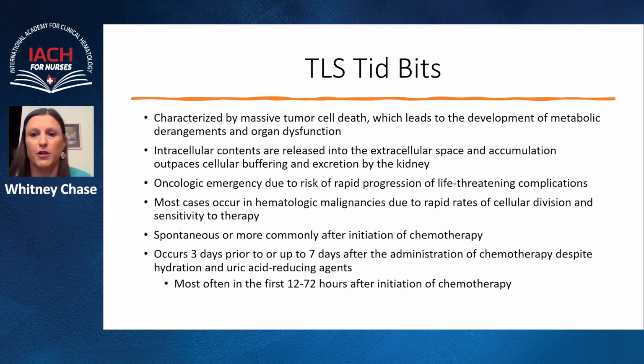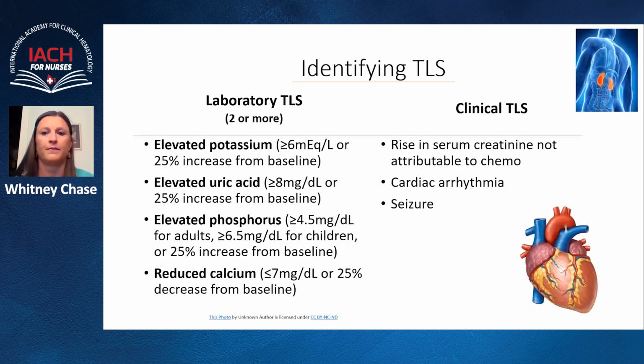So it most often occurs 3 days prior or up to 7 days after the administration of chemo. And we traditionally see TLS with chemo, but it can occur with corticosteroids, radiation, hormonal agents, and antibodies, and even can occur with procedures like biopsies, embolization, and tumor surgeries where the tumor is disrupted. So having high suspicion for TLS is key to preventing potentially life-threatening complications.